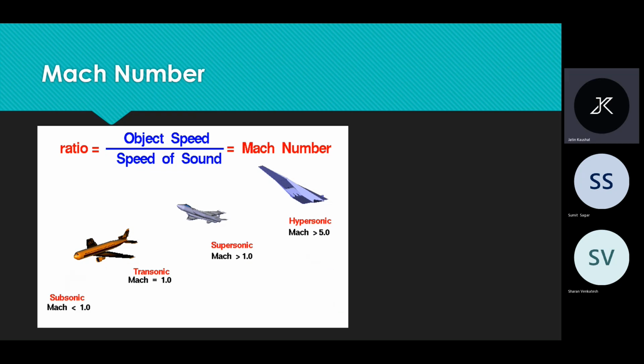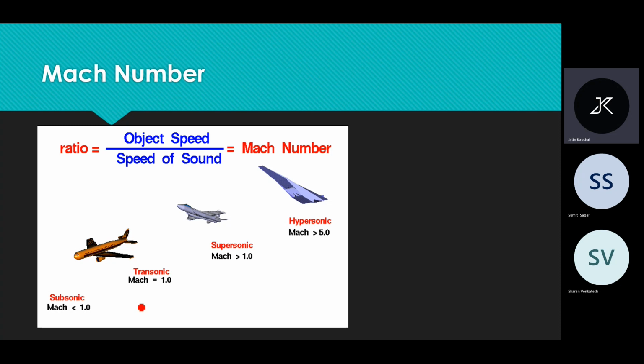What is Mach number? Mach number is a very useful term that is used in aerodynamics and aeronautics very frequently, and it is defined as the ratio of object speed to the speed of sound. For subsonic aircraft, like general airlines, it is below the speed of sound. Object speed is less than the speed of sound, so they are subsonic. So Mach number is less than 1.0.